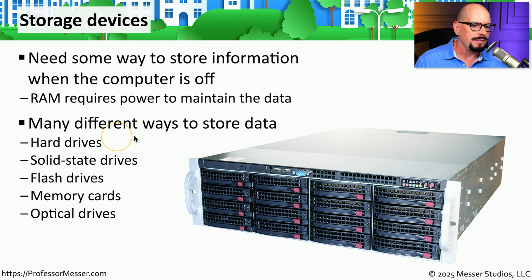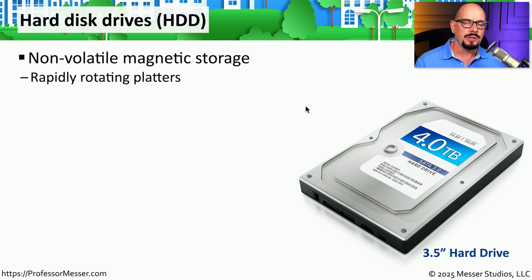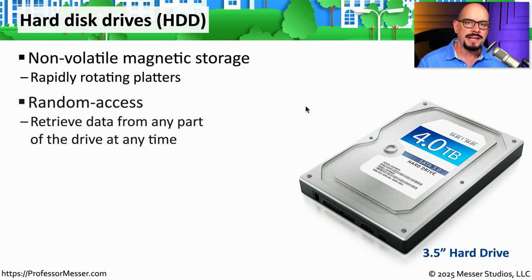Fortunately, there are many different ways to accomplish this. We could have a hard drive, a solid-state drive, a flash drive, a memory card, an optical drive, and other storage devices as well. One of the most popular forms of storage is a hard drive. This is a magnetic device that has rapidly spinning platters inside, and all of your data is being stored onto those platters. This is a random access method of storage, so we can store information anywhere on that drive and access that information immediately by simply accessing the address where that information is stored.